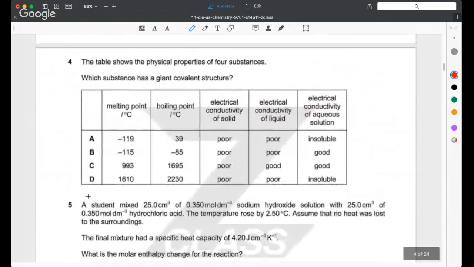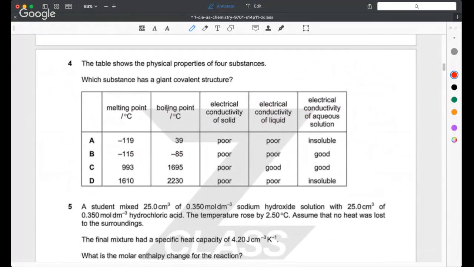Okay, this is an easy one, question 4. We're looking at some properties here. It tells us that we've got a giant covalent structure. And a very familiar giant covalent structure that you know, of course, is silicon dioxide. And that's giant covalent because the silicon is tetrahedrally bonded to 4 oxygen atoms, which themselves are bonded to another silicon, and the structure builds itself up like this. It's a genuinely giant covalent structure.